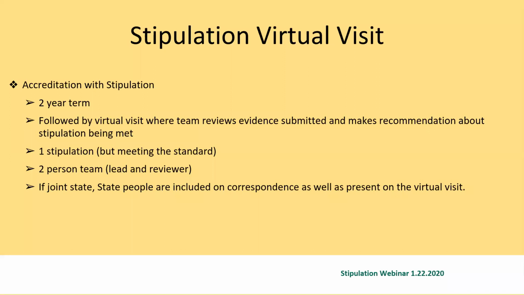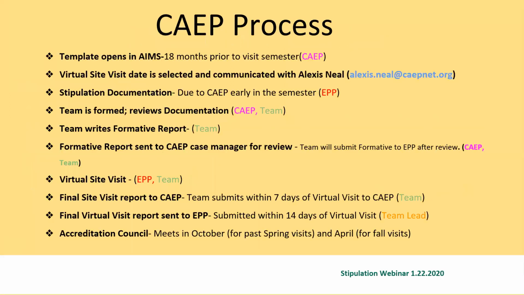If you are part of a joint state agreement with CAEP, there'll be a state person also included on the correspondence of your stipulation visit, as well as present on the virtual visit or on the phone call. So your state people are still participating in the virtual visit and the lead up to it. They're still there for you if you're a joint state.